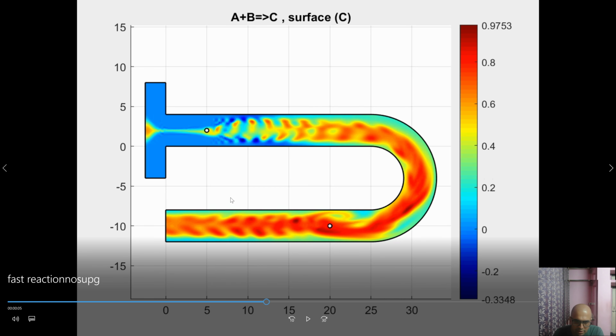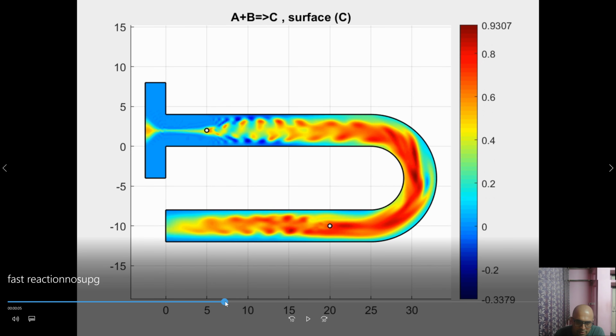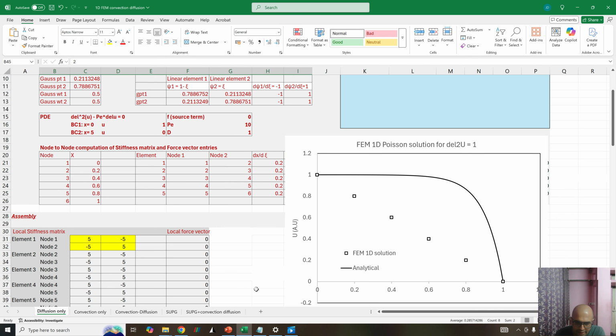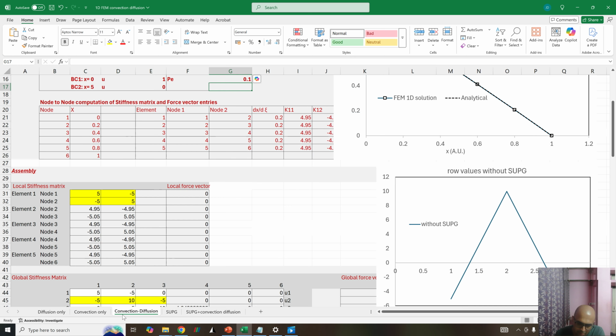So now let's try to understand why these oscillations occur. You can see these oscillations here. So there are positive, negative oscillations, right? And they are failing to model that sudden jump. So we'll understand this on an Excel sheet. Please open this Excel sheet and look at this convection diffusion part. There are many tabs and we'll study all of them.